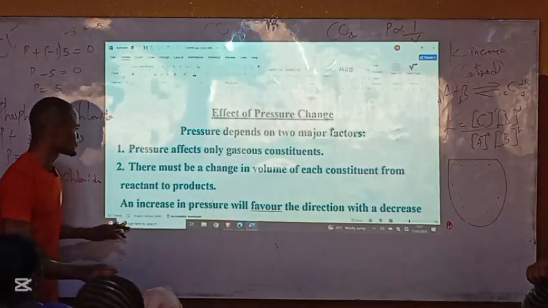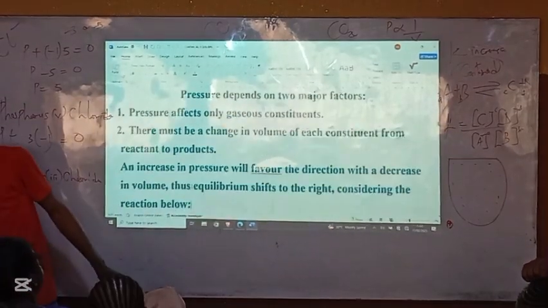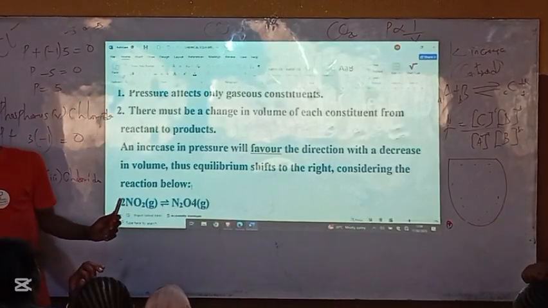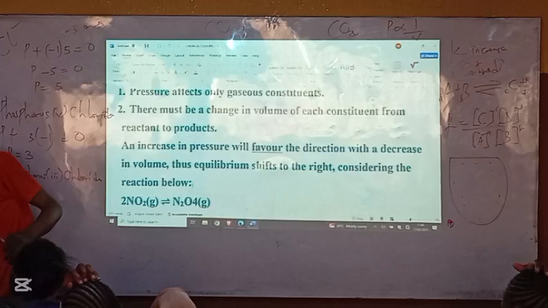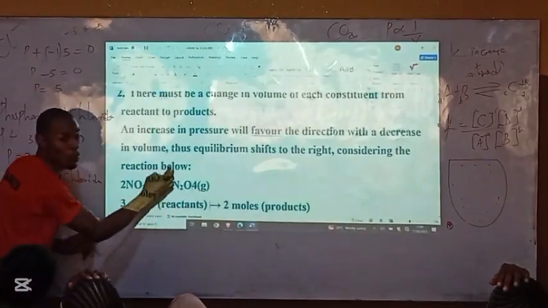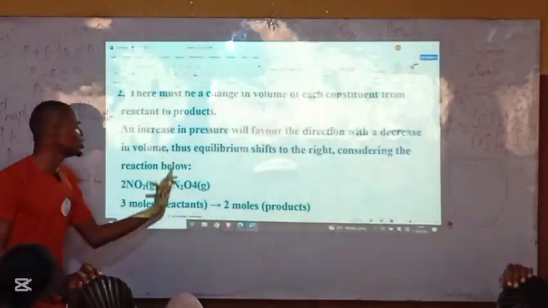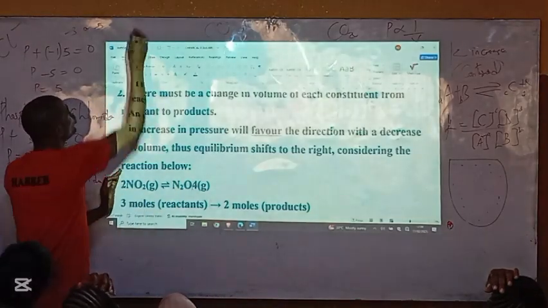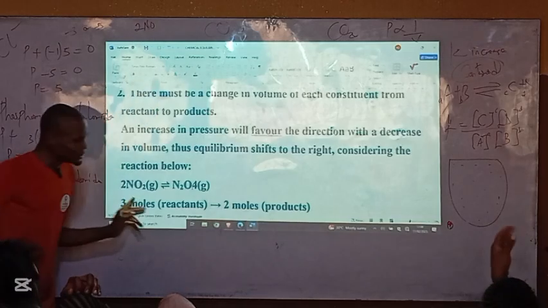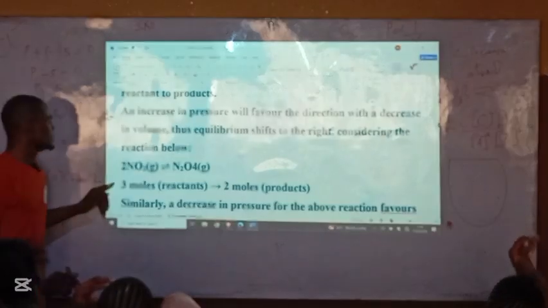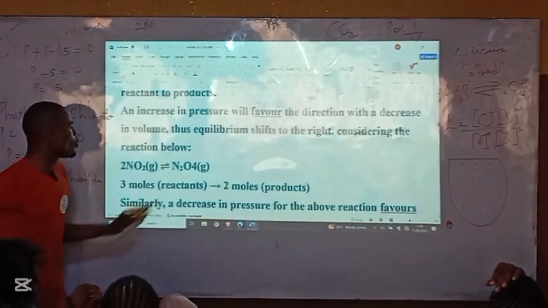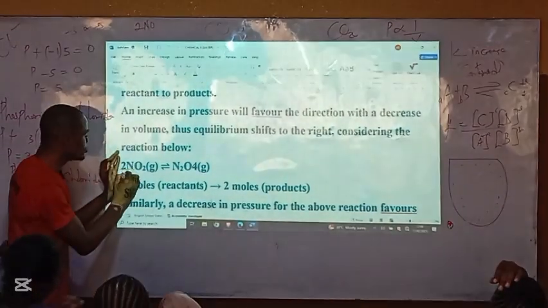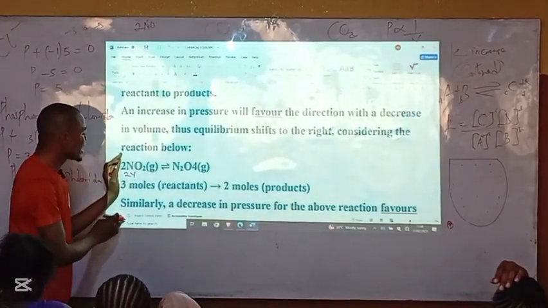Let's now come to this place. An increase in pressure. We normally use the mole as a volume equivalent. Here we have 2NO2. What is the number of moles here? 2, right? I'm having 2 volumes here.